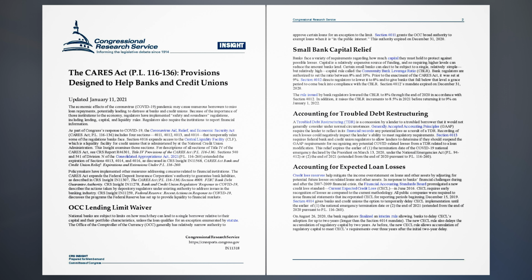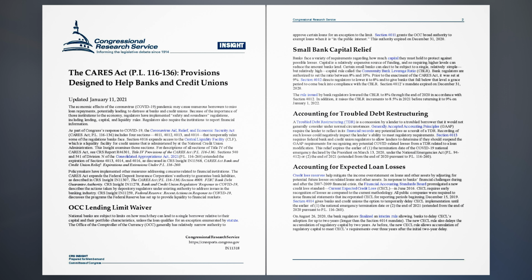As part of Congress's response to COVID-19, the Coronavirus Aid, Relief, and Economic Security Act (CARES Act) PL 116-136 includes 4 sections: 4011, 4012, 4013, and 4014, that temporarily relax some of the regulations banks face. Section 4016 expands access to the Central Liquidity Facility, CLF, which is a liquidity facility for credit unions that is administered by the National Credit Union Administration. This insight examines those sections.